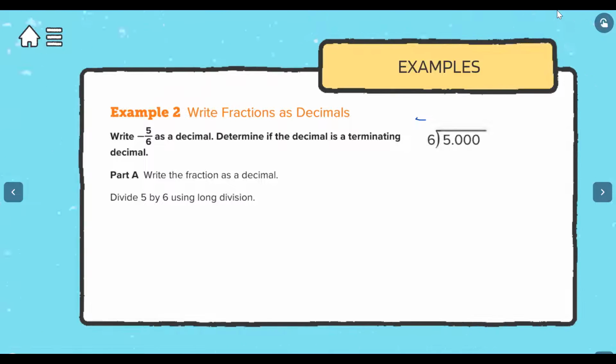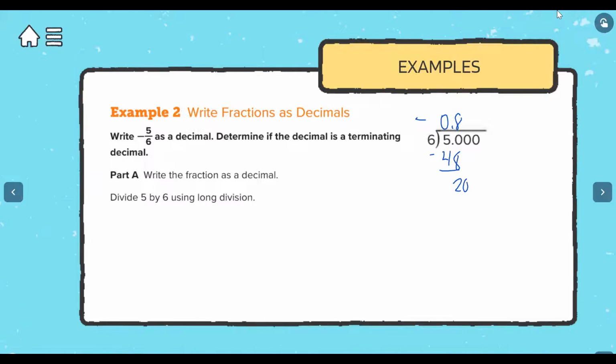So how many times can the 6 go into the 5? It can't. It doesn't fit. So it's a 0. But how many times can the 6 go into the 50? Oh, it's an 8. It will be 8 times. 8 times 6 is 48. So it's going to be a 48 right here. So 50 minus 48 is 2.